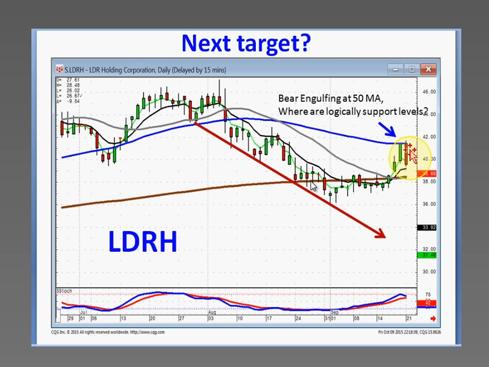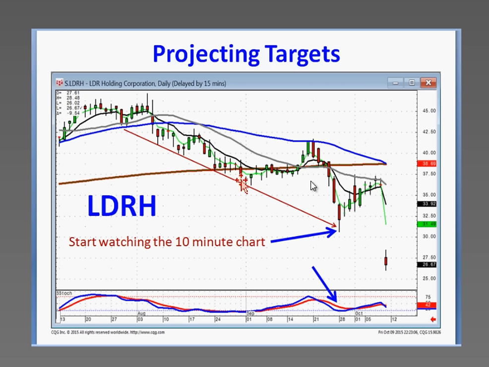If we come up and we fail right at the 50-day moving average with a bearish engulfing signal, where do you think our next target is going to be? Probably coming back down to test that trend channel.